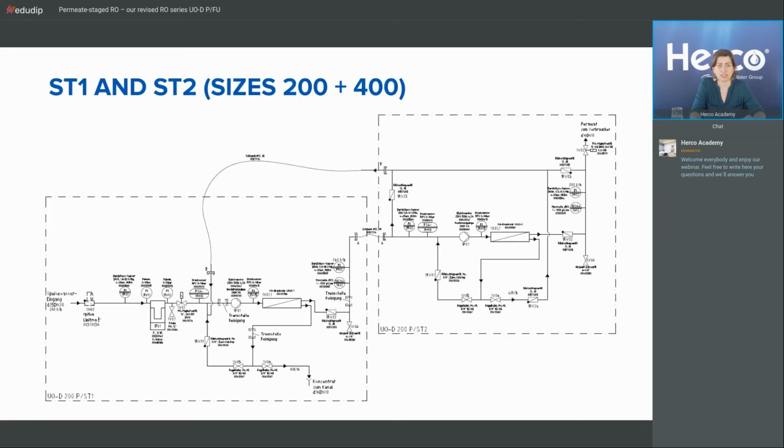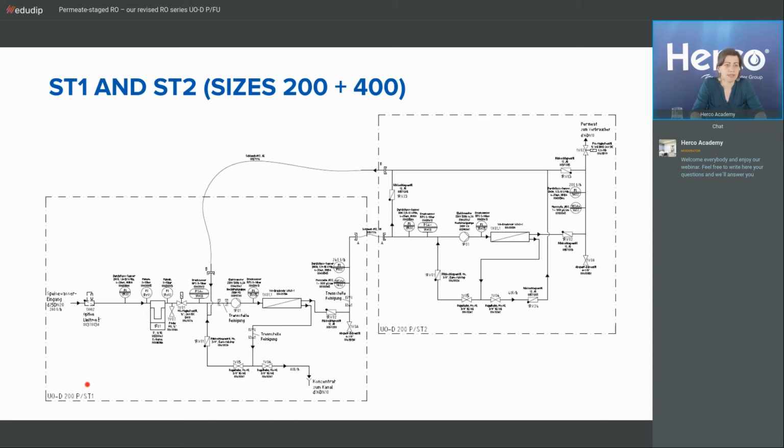We'll go to the next change. So now I want to show you really sort of with an overview how these units are connected, because this looks in the beginning a bit complicated. You see here the first stage, and you will see in the lower left-hand corner that is designated ST1, that means stage 1. So this is a 200 unit.